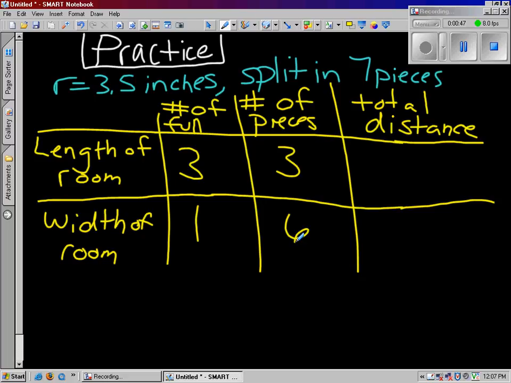So, use your favorite method. Use the fraction method, the decimal method, the two-step method, whichever one you want. Pause the tape, figure this out, and then come back and see how to do them.